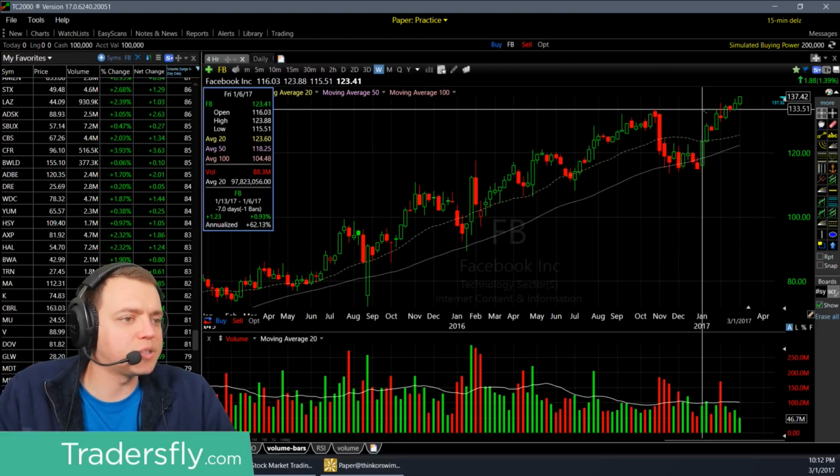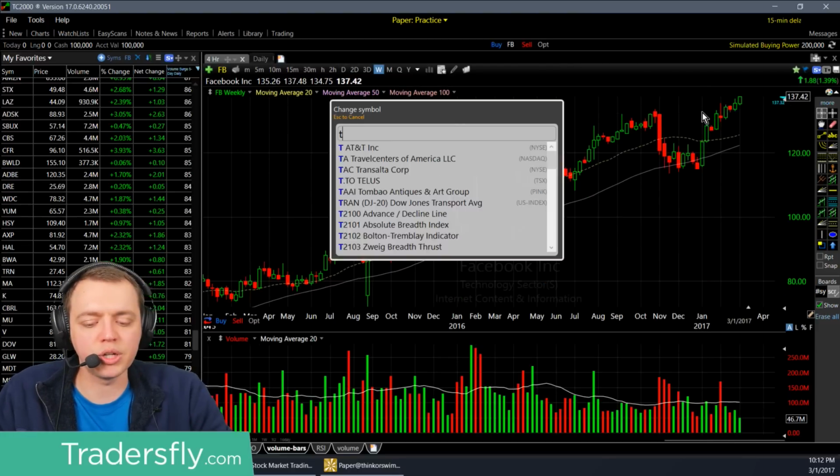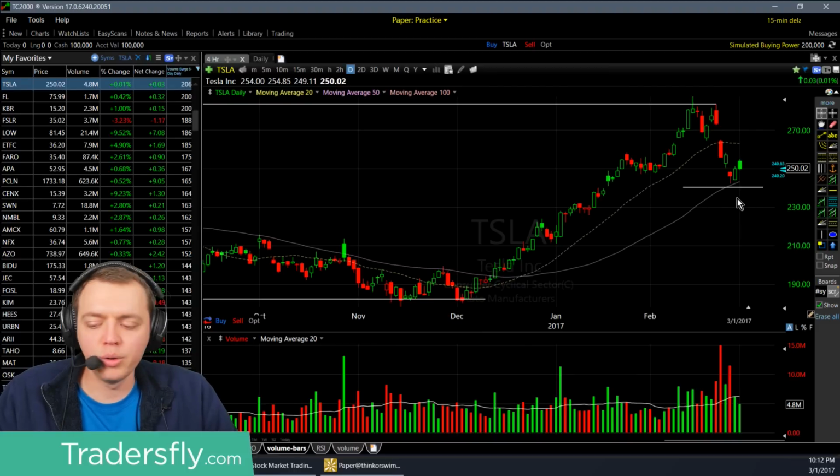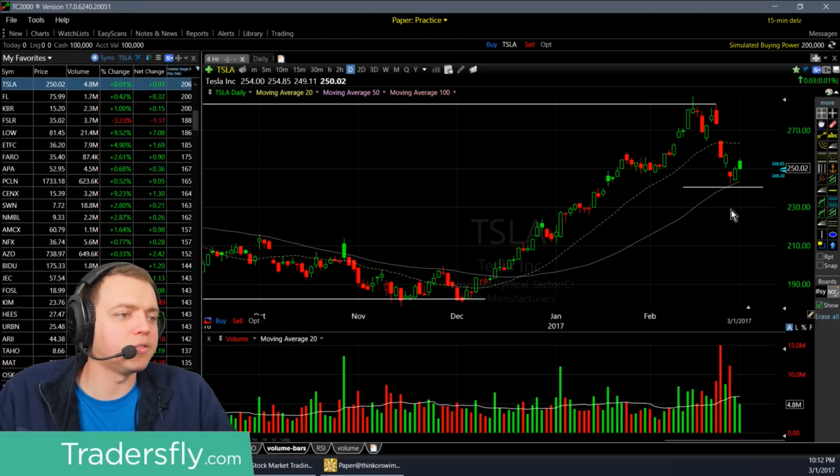Even if you look at Facebook, we're pushing into these higher prices. Tesla, even though I'm fairly negative on this stock, I think in the longer term it'll probably see lower prices, but it's getting a little bounce right here from the market, even on the moving average. But you can see the volume to the downside right there.